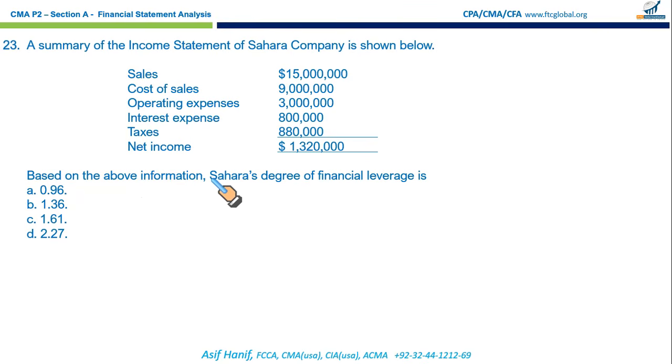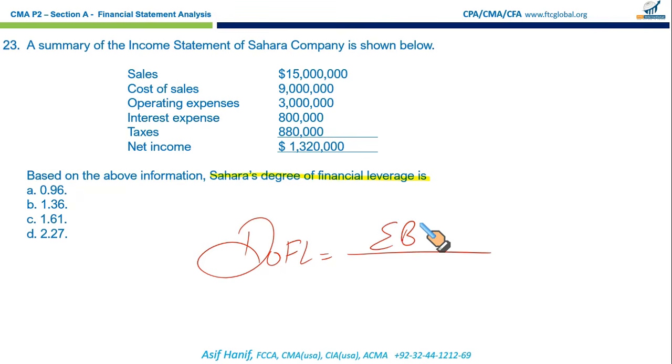Based on the above information, Sahara's degree of financial leverage, we just learnt a little while ago, degree of financial leverage is equal to earning before interest and tax upon earning before tax, meaning pre-interest income over post-interest income. Let us find out the pre-interest income. For this, we take your sales, less cost of sales, less operating expenses. That is earning before interest, which is $3 million.